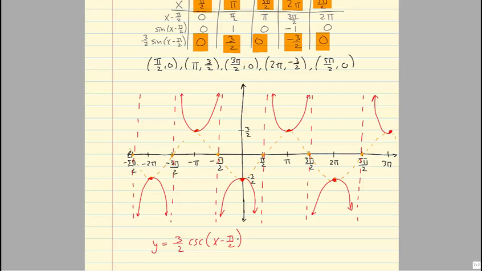So again, pay close attention to how you build the parent or the reciprocal graph, and then the secant or cosecant graph will build pretty easily off of that. So be careful, pay attention to those details, make sure you know your unit circle. If you don't know your unit circle, make sure you're working on it constantly, because it will make all of this graphing a lot easier.